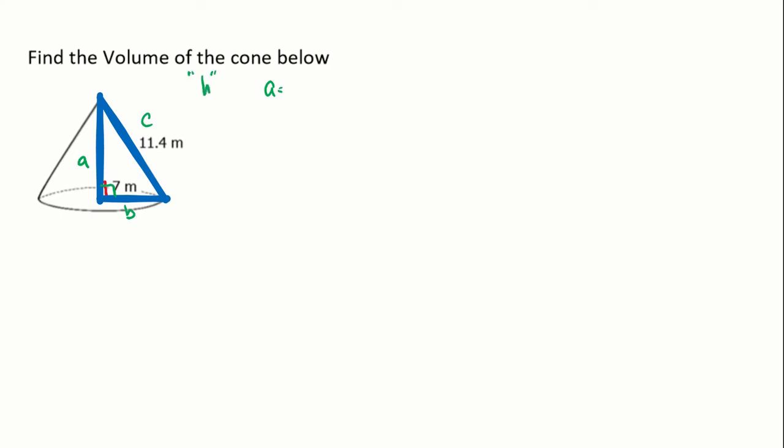And so that's going to be set up because we're looking for a. We're going to take the square root of c squared, which is 11.4 squared, minus 7 squared, and that's going to give us our a. That's going to give us a height. So when we put that in the calculator, we get the square root of 80.96. And when we take the square root of that, we get 8.998. And so we have the height.